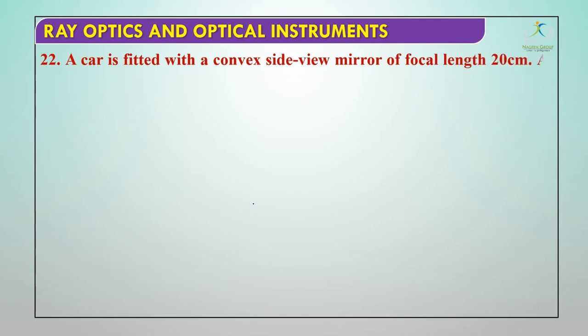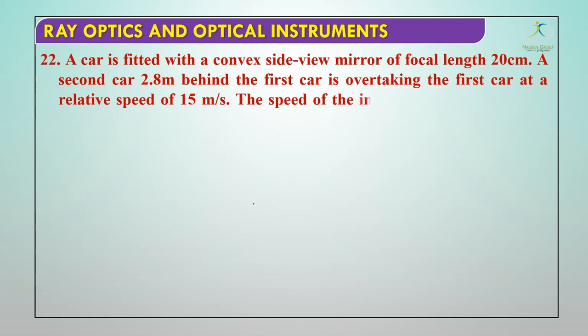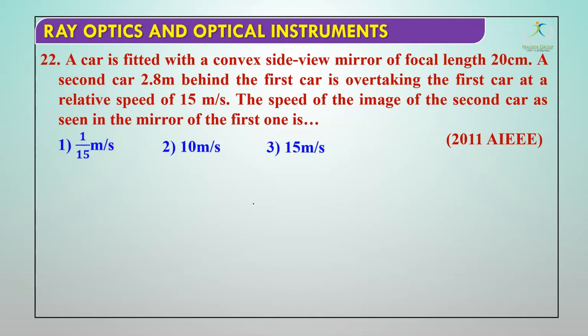Next question we have: a car is fitted with a convex side rear view mirror of focal length 20 cm. A second car 2.8 meter behind the first car is overtaking the first car at a relative speed of 15 meter per second. The speed of the image of the second car as seen in the mirror of the first one is 1 by 15 meter per second, 10 meter per second, 15 meter per second, 1 by 10.